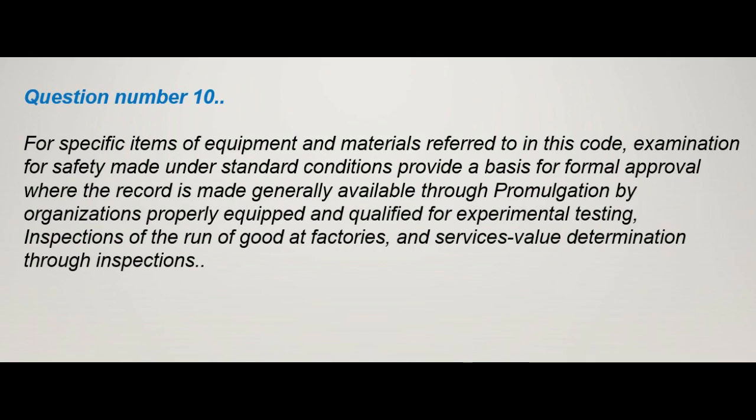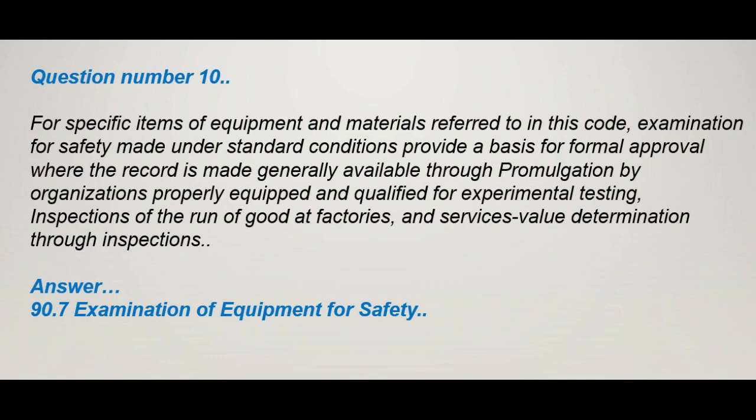Question number 10. For specific items of equipment and materials referred to in this code, examinations for safety made under standard conditions provide a basis for approval where the record is made generally available through promulgation by organizations properly equipped and qualified for experimental testing, inspections of the run of goods at factories, and service-value determination through field inspections. Answer: examination of equipment for safety.